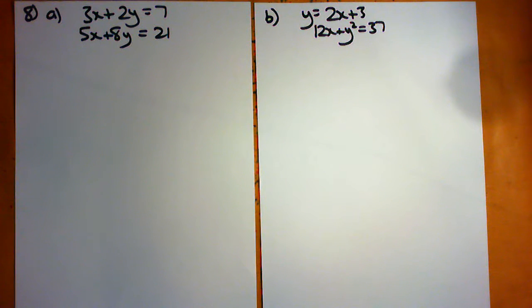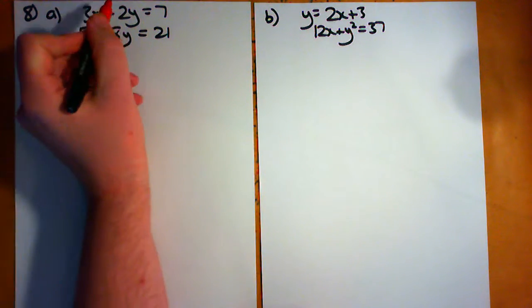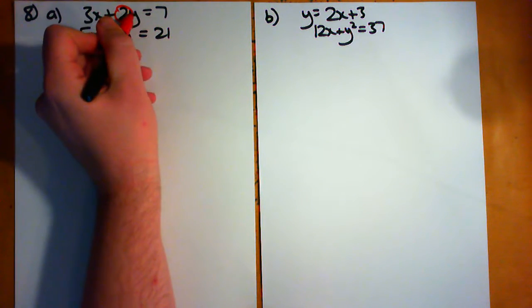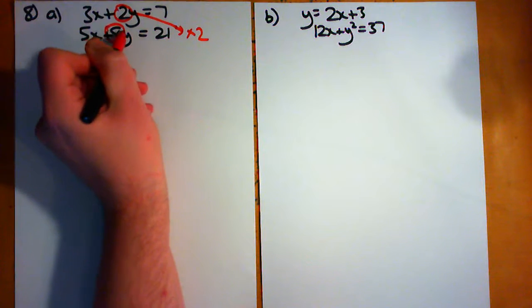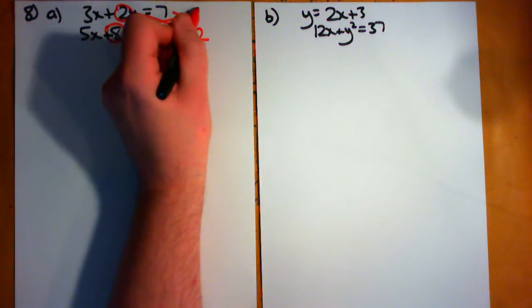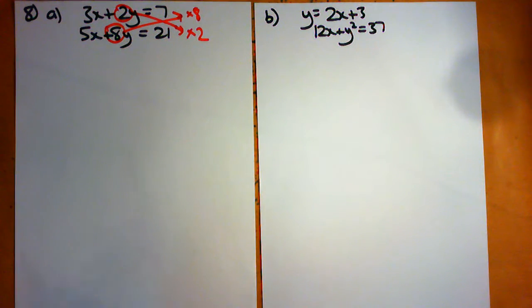There are a couple of ways that we can do elimination here. The first is that we could multiply that first equation through by 4, which would give you an 8y in both equations, and then we could subtract them from each other. Or we could do our usual method of elimination, so second equation times 2 and the first equation times 8. That would work, and that's what we'll do.